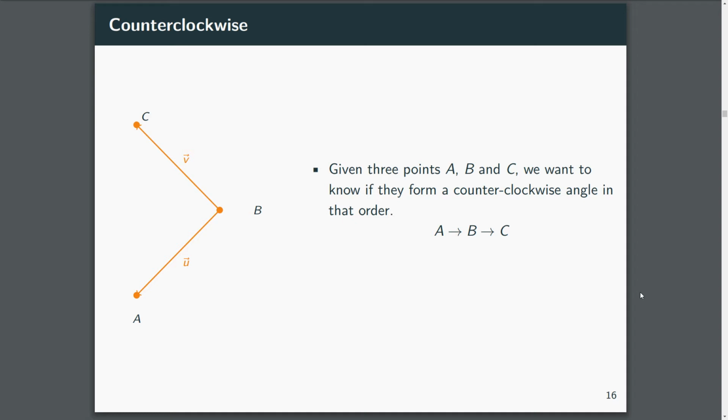clockwise or counterclockwise order. So, given 3 points, we want to know if the angle they form is a counterclockwise angle in the order A, B, C. So, consider from A we go to B and then we go to C. This here is a counterclockwise angle, because when you follow along A, you take a counterclockwise turn and then go to C.